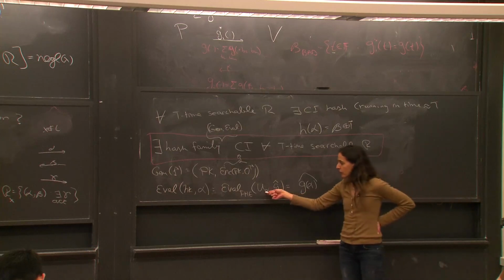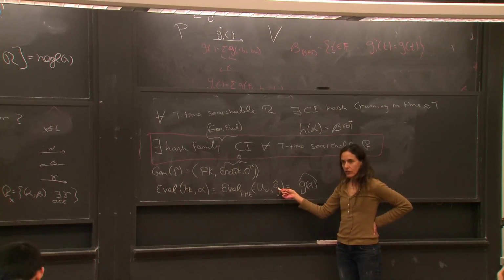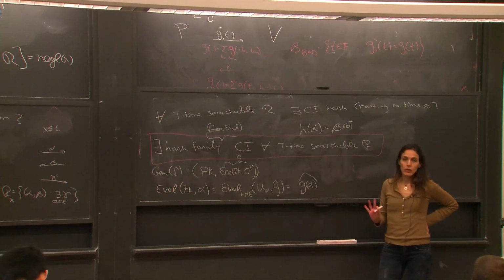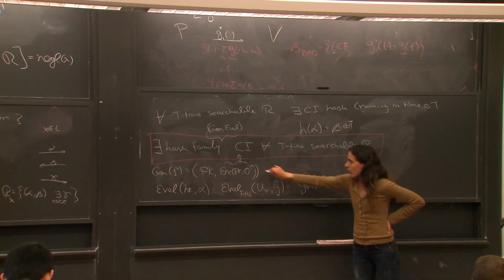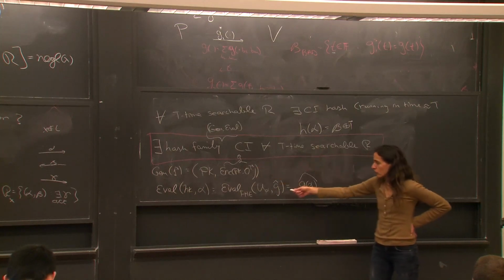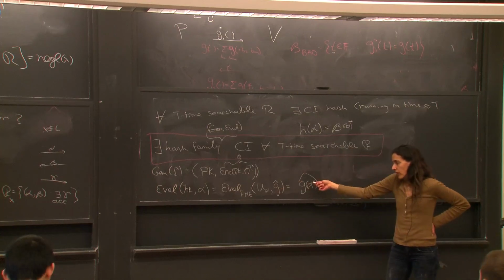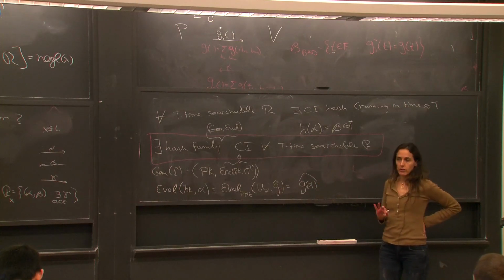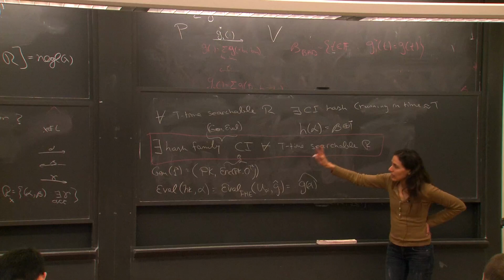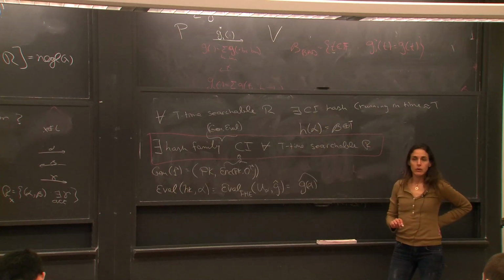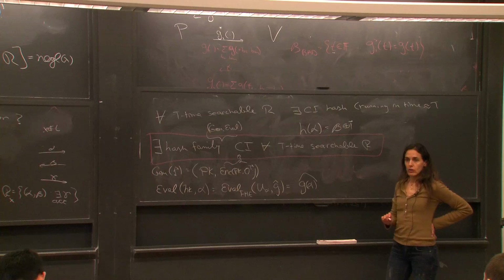It is a universal circuit. It takes as input a description of a circuit G, and outputs G of alpha. This eval does this under the hood. So it outputs whatever is encrypted here, say a description of the all zero circuit. In that case, it will be an encryption of 0. That's the hash function that I'm going to argue is correlation intractable for every t times searchable relation.